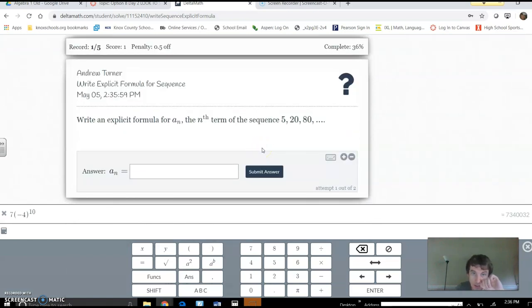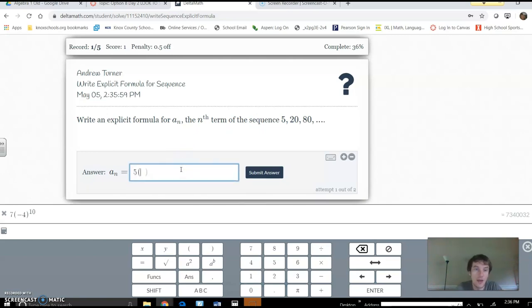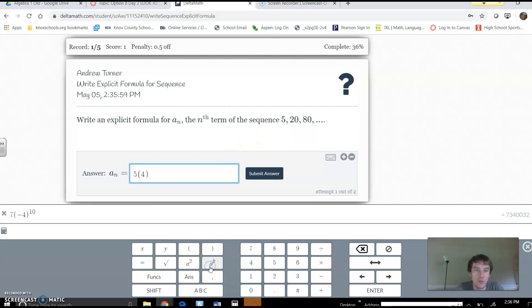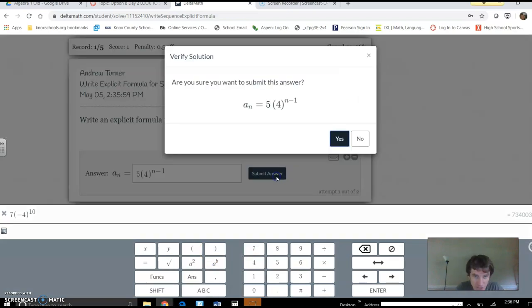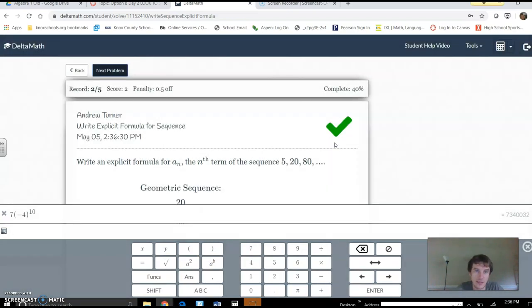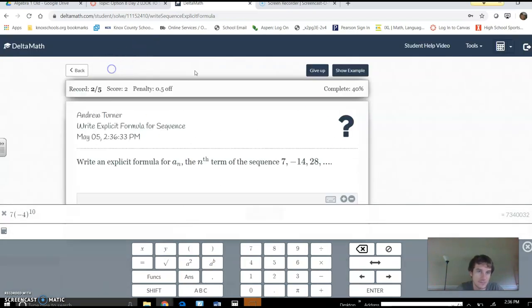So let's try another one. This one is more of an exponential function, or a geometric sequence rather. And so that's going to follow that other format where you're starting with the first number, but now you're going to put in parentheses what you're multiplying by. See, this is 20 divided by 5, 4, or 80 divided by 20, 4. You're multiplying by 4 over and over and over. So I want to click on this a to the b and type in n minus 1. That's just part of your formula, and let's see if it likes it. Seems like it does.